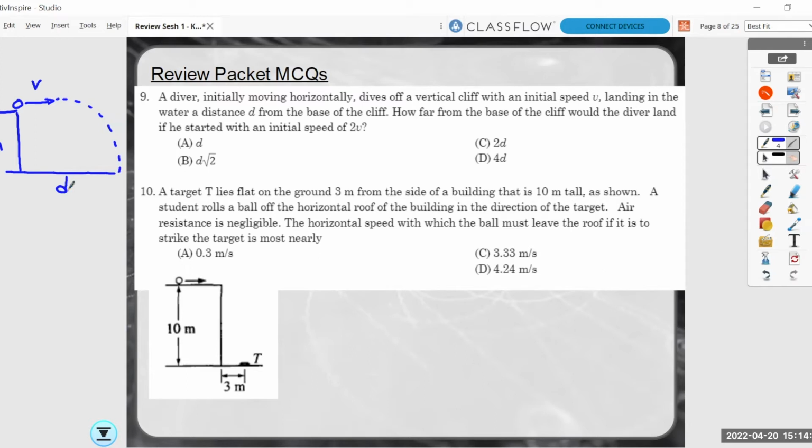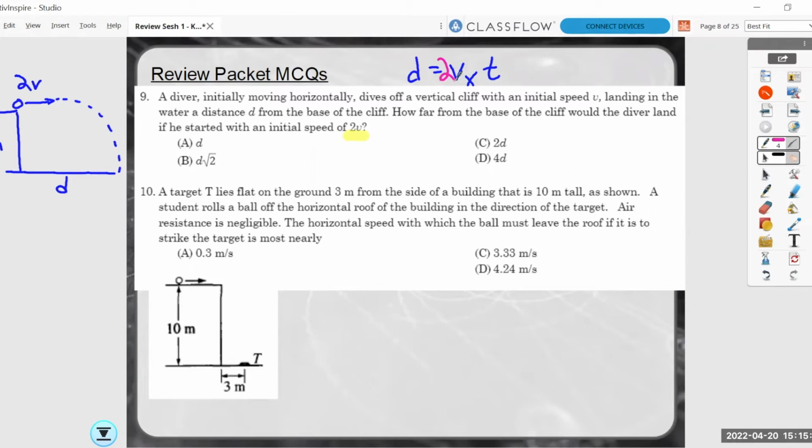So I want to remind ourselves, right, that in the x direction for projectile motion, there's absolutely no acceleration. So the distance that you go is just your x velocity times time. Your x motion for projectile motion is really simple. So then it asks, how far from the base of the cliff would the diver land if he started with an initial speed of 2 times v? Well, let's think about it. If you double your x velocity, right, what does that actually affect? Clearly, it doubles your velocity, right?